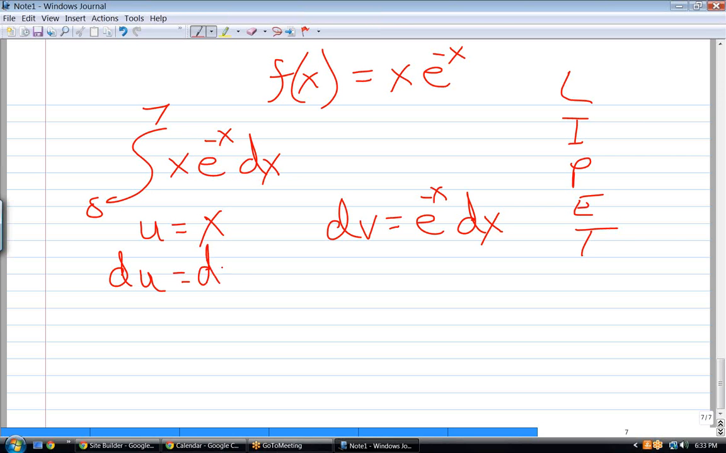What's du? dx. What's v? e to the negative x divided by -1. Remember, if there is a coefficient in front of the x on an e to the x, then the antiderivative is e to the minus x, the same thing, divided by that coefficient. Which makes it minus e to the minus x.